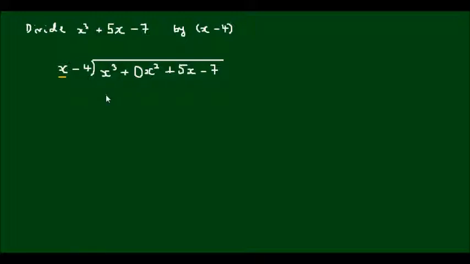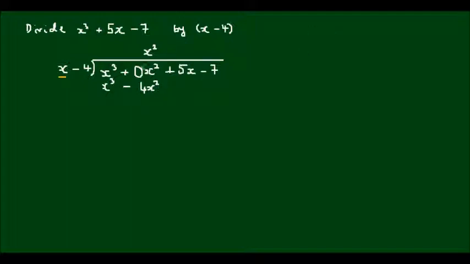Okay, so this leading x term now, what do I need to multiply this by to get x cubed? I'm going to have to multiply that by x squared, and I'm going to put that in the same column as my x squared term. So x squared multiplied by x will give me x cubed. x squared multiplied by negative 4 will give me negative 4x squared.